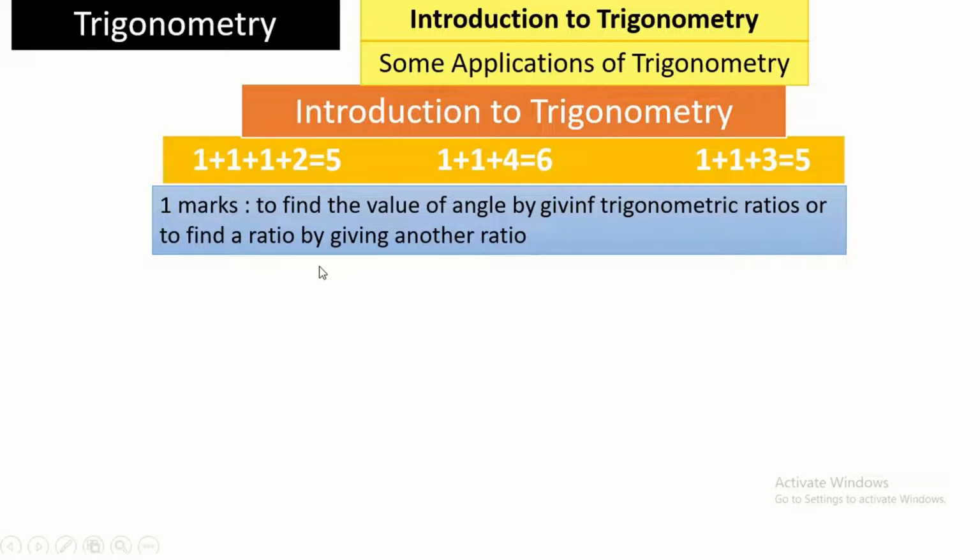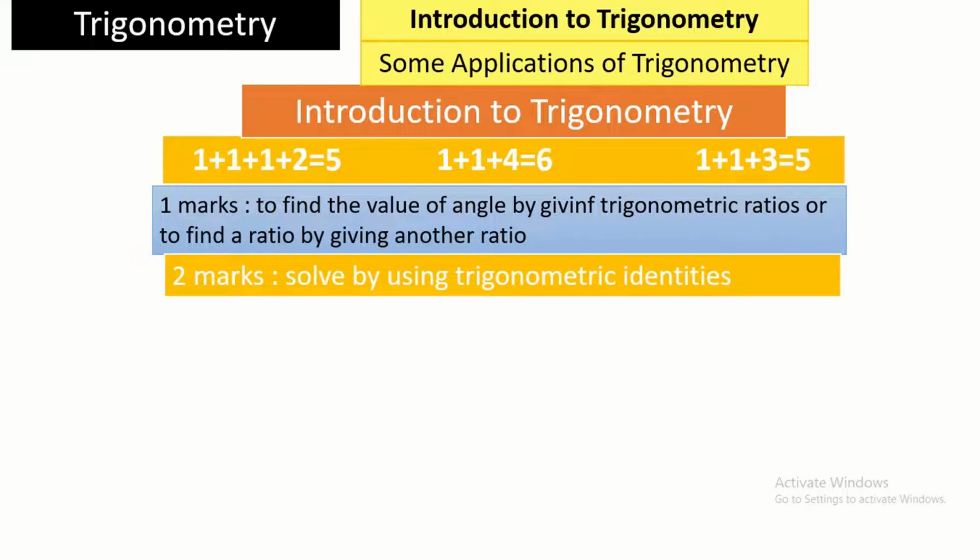For 1 mark in this introduction to trigonometry, you may have to find the value of the angle by giving trigonometric ratios. Here they give the trigonometric ratios and ask to find the value of the angle, that is theta. Or to find a ratio by giving another ratio. They give sin theta and ask to find cosec theta, sec theta, tan theta. The 1 mark questions may be like that, by giving the ratios.